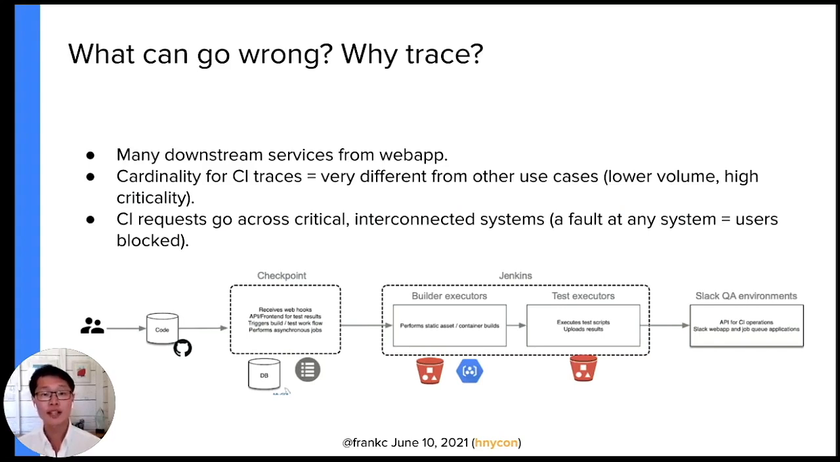When I joined in 2019, a lot of existing CI logic was written by the CTO and early employees. It was mostly untouched for 4 years, and it mostly worked well enough. Well, why trace? To find causation. Today, there are many more downstream services from web app. Cardinality for CI traces is also very different from other use cases. CI has lower volume, so there's no need for sampling, but higher criticality. CI requests go through critical interconnected systems where a fault at any system means that a user is blocked.